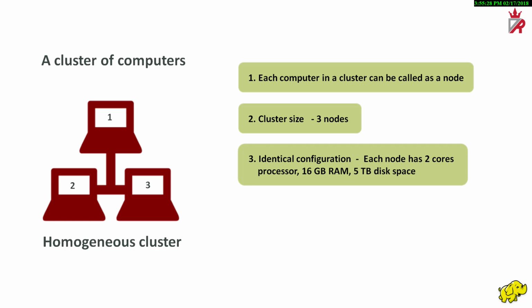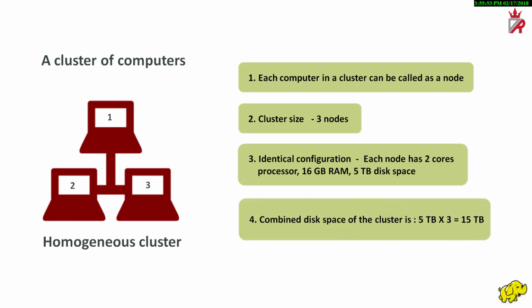They are connected to each other to form a cluster so that their combined storage space and computational power can be utilized for data intensive and compute intensive workloads. Combined disk space of the cluster is 15 terabytes. This cluster can be called a distributed system. A distributed system is a network of autonomous computers that communicate with each other in order to achieve a goal.